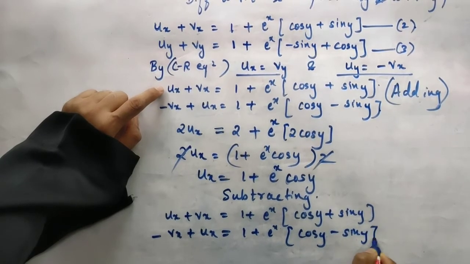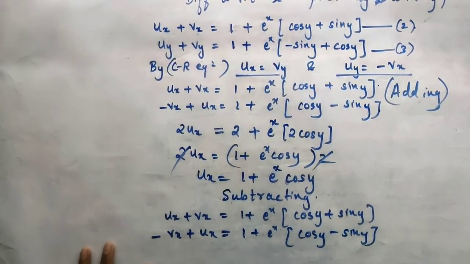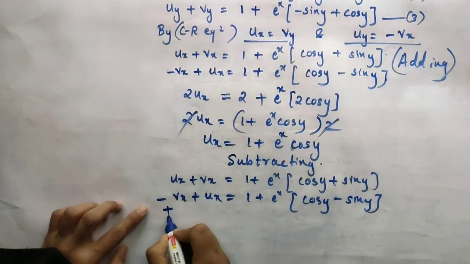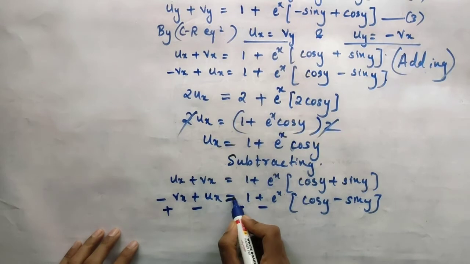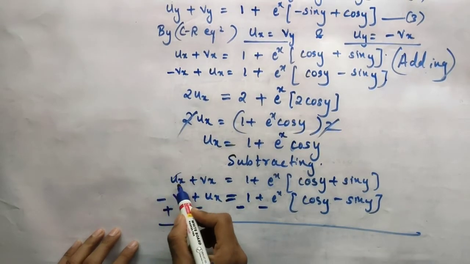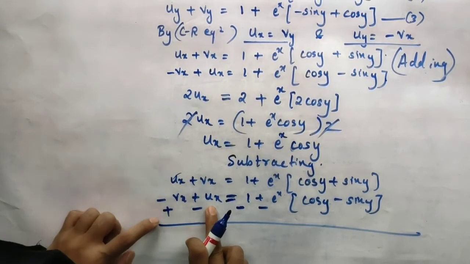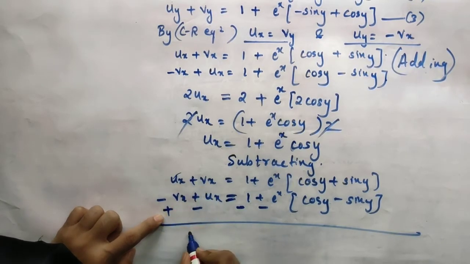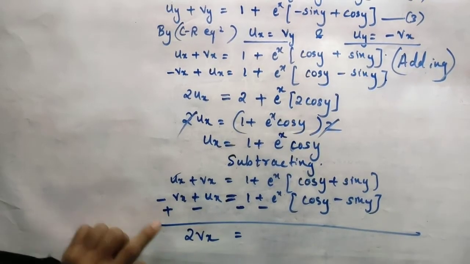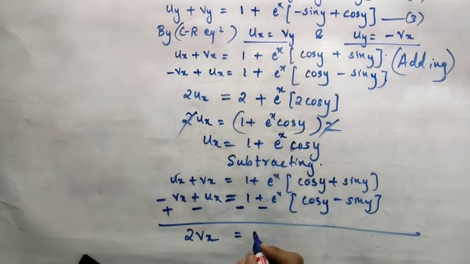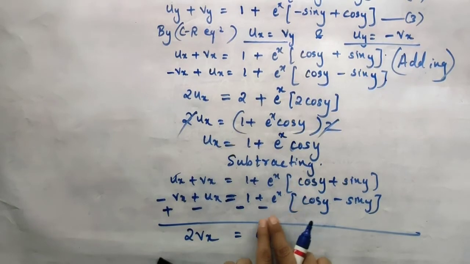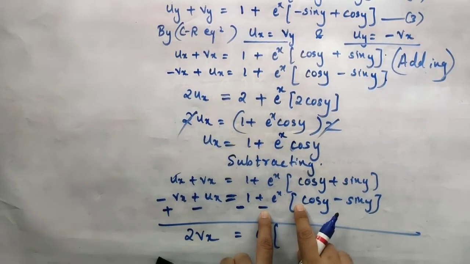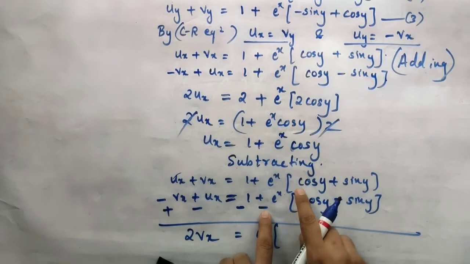Okay, now look at this. I have to change the signs because I'm subtracting now. Okay, so minus becomes here plus, plus becomes minus, minus, minus. Is it? Okay, now here ux plus ux minus ux gets cancelled. Plus vx, 2 times vx is equal to 1 minus 1 gets cancelled. e to power x I can take common. What are you left with? See, plus cos x. Here there is minus sign. Here it is plus. So minus into plus, minus. So plus cos x minus cos x is 0.